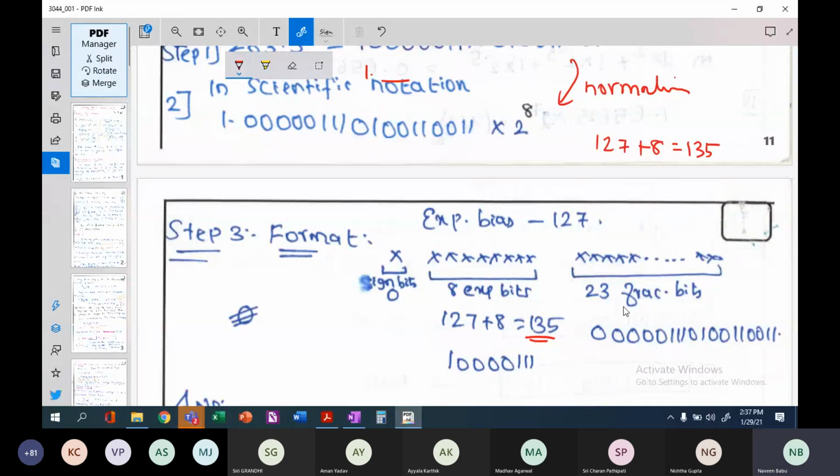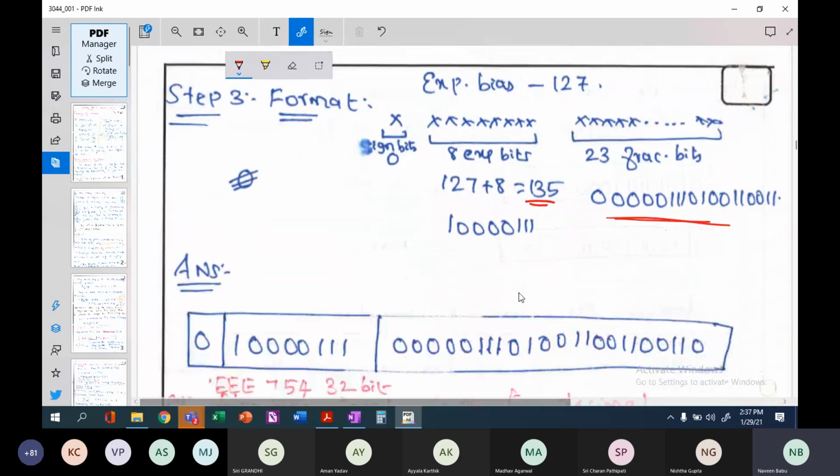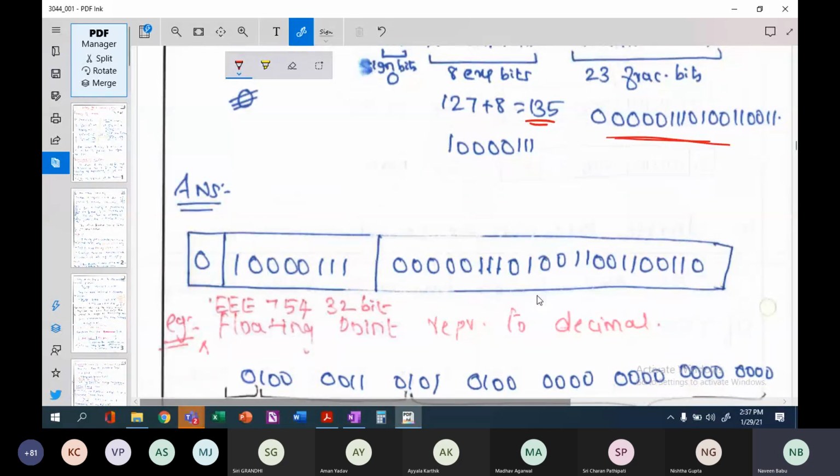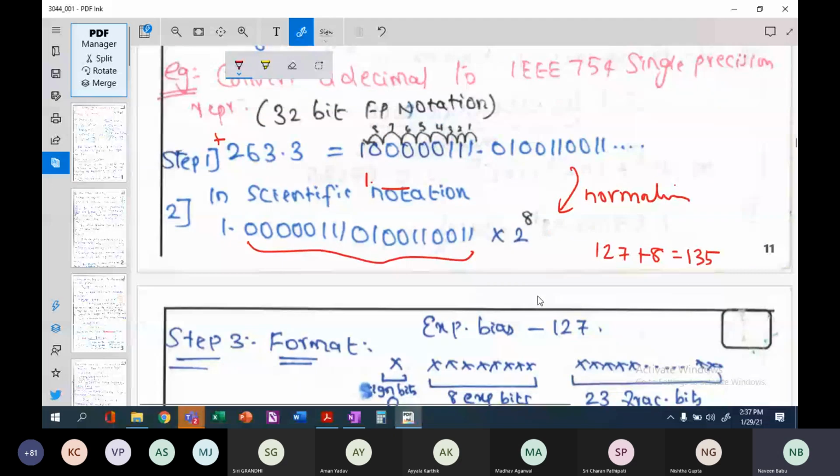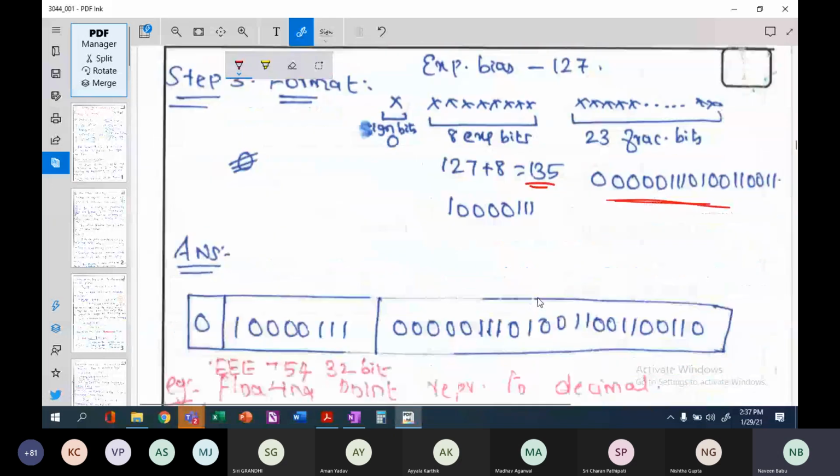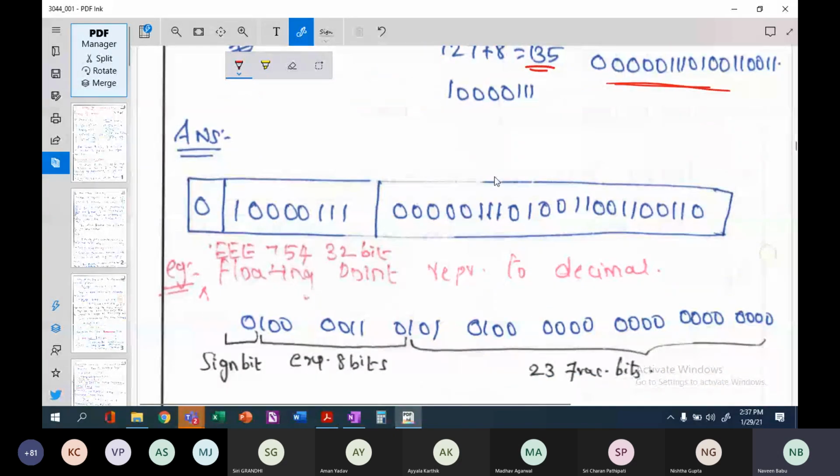And then your 23 fractional bits. So these are the 23 fractional bits. Continue to represent as much as you want, but within the 23 bits. So this number is represented as it is here. This is your final answer of representing 263.3 in IEEE 754 notation. Any doubt here?